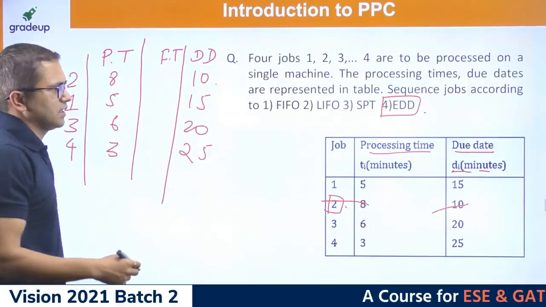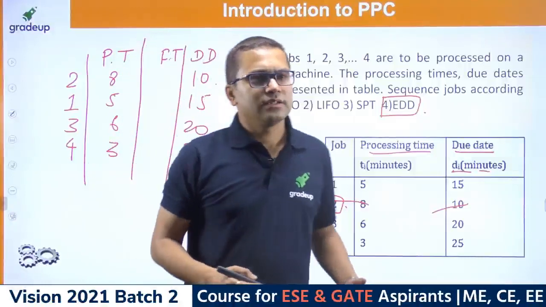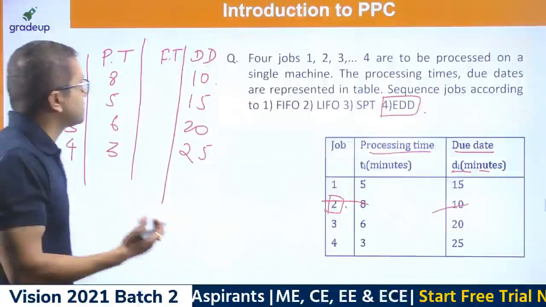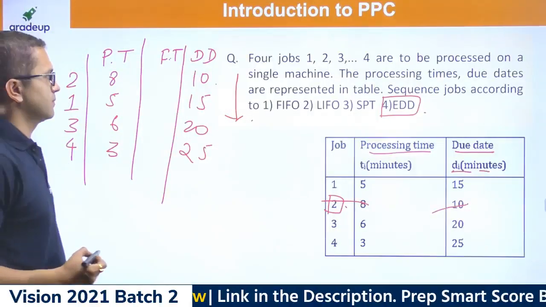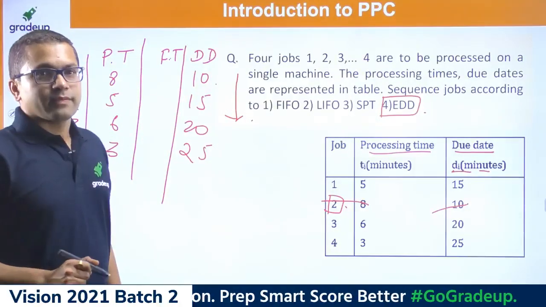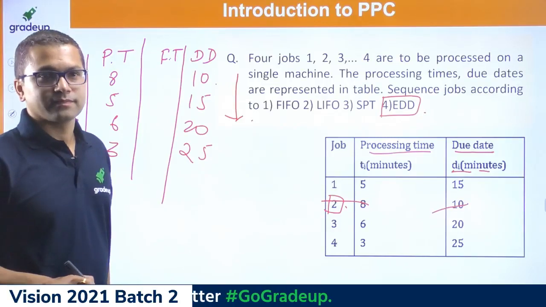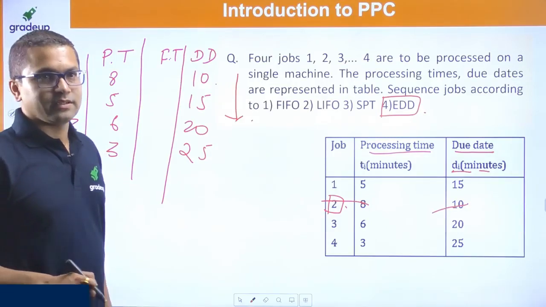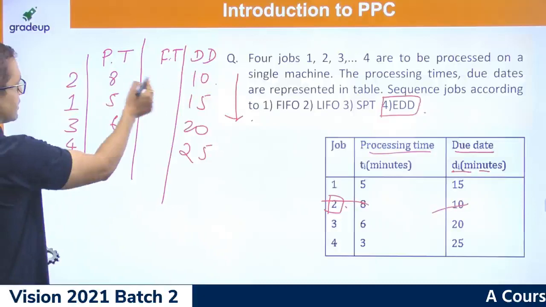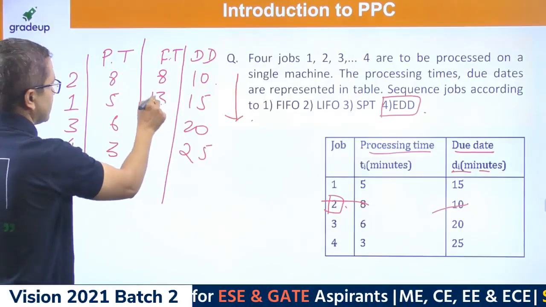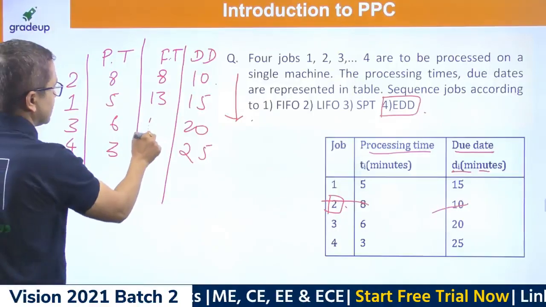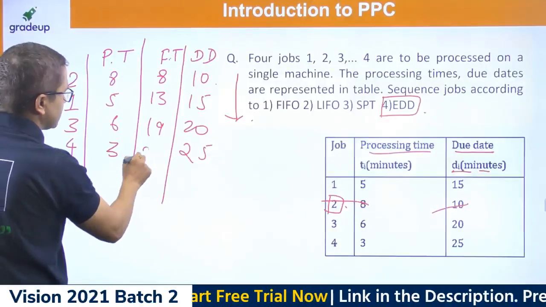So what I have done is arrange these jobs in increasing order of due date. Is it good? Yes. Now flow time. Flow time is nothing but 8 for this, 8 plus 5, 13, and 13 plus 6, 19, 19 plus 3, 22.